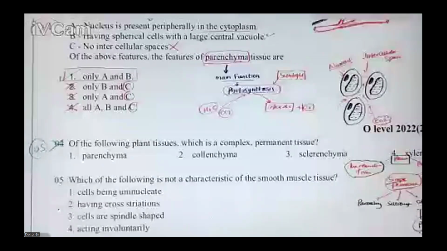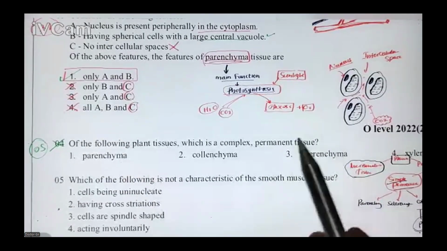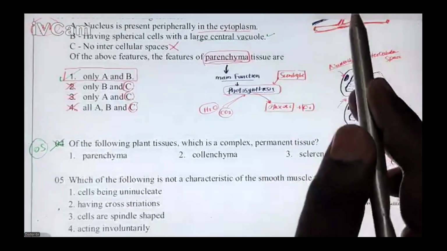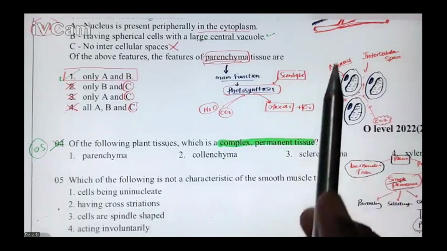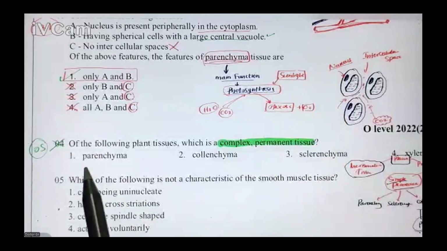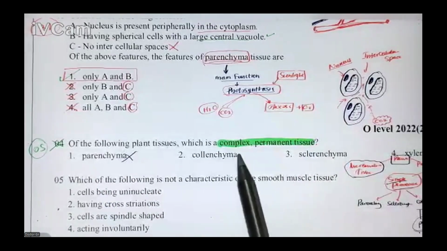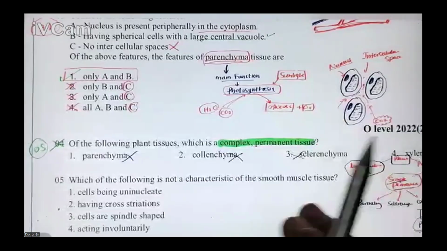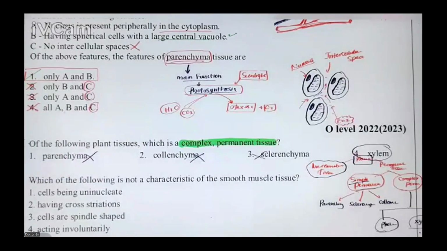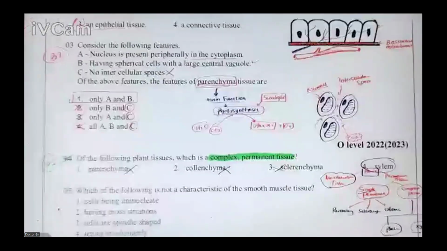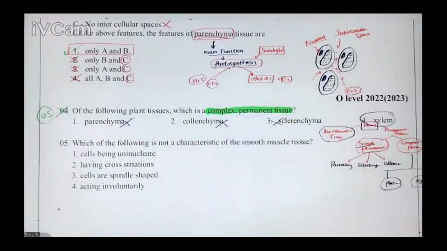Okay, right. Now they ask about the complex permanent tissues. Now find out the correct answer. What is that? Not the parenchyma, collenchyma, or sclerenchyma. The answer is xylem. Right, answer 4. This is 2022 question number 5. Then the next questions are also from 2022.